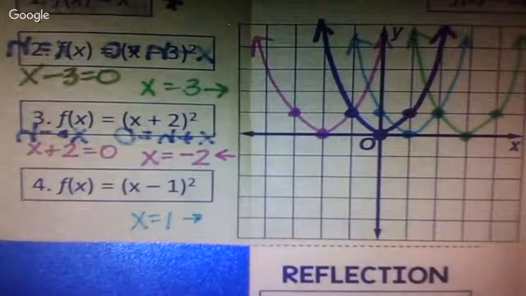Okay. So my H value, trust me, we all need that break right now. The H value moves my graph left or right.